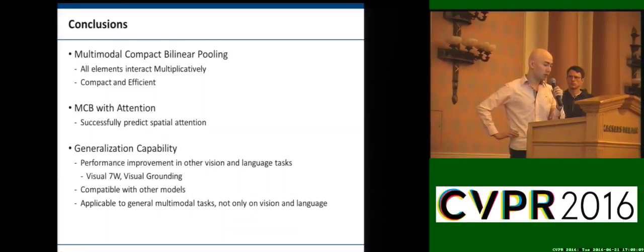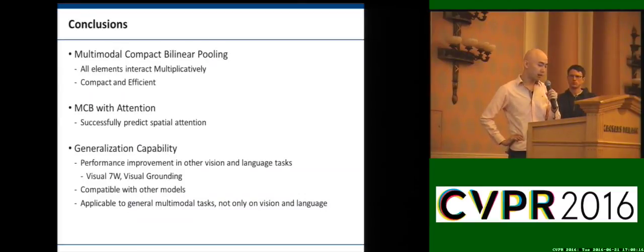And third, we would like to emphasize the generalization capacity of our model. Experiments show that MCB can be effective in other VQA datasets like Visual 7W and also in the grounding task. So I believe our multimodal compact bilinear model can also be beneficial for other VQA models.